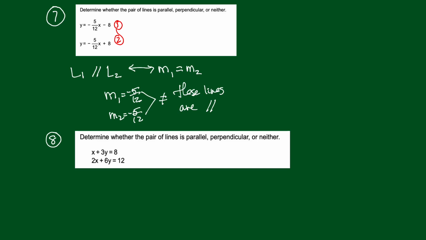So I'm going to say that these are parallel, but if somebody asks us to prove it, then we'd have to actually prove it. So I'm going to say these two lines are parallel. I suppose I should write it. Parallel.